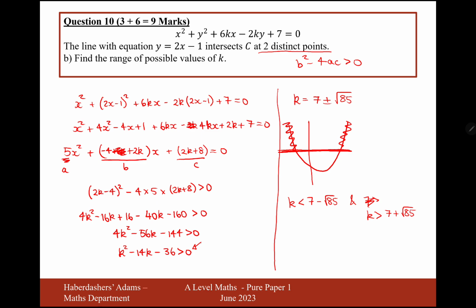Right, okay, so there we are. That's the answer to this question here then. That's question 10, worth a total of 9 marks. Let's now move on to question 11.